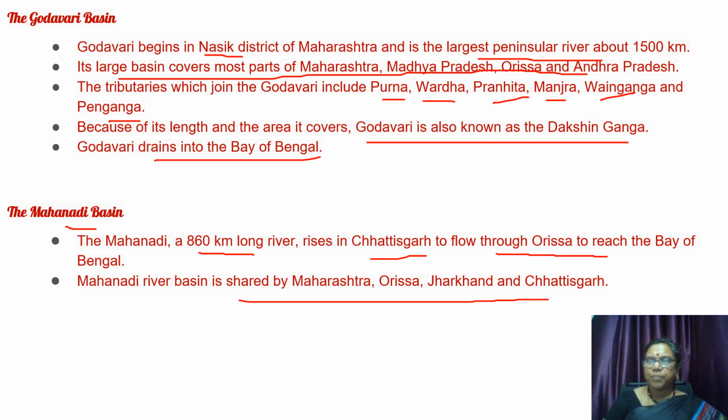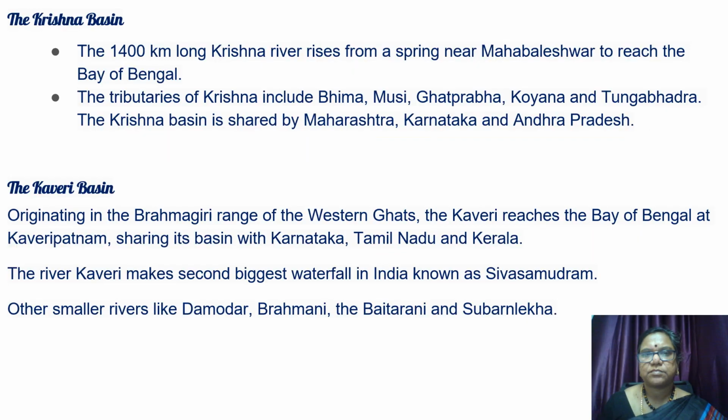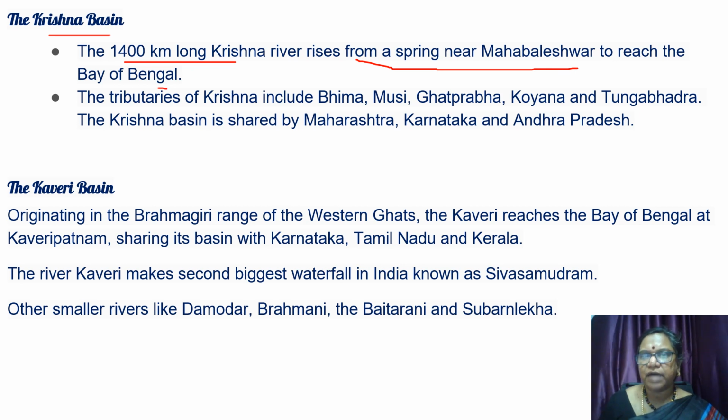These are basically the important points you need to remember about the peninsular rivers. Now moving on to Krishna Basin, which is 1400 kilometers long. It rises from the springs near Mahabaleshwar to reach Bay of Bengal. The tributaries of the Krishna include Bhima, Musi, Ghataprabha, Koyna, Tungabhadra. The Krishna Basin is shared by states like Maharashtra, Karnataka and Andhra Pradesh.